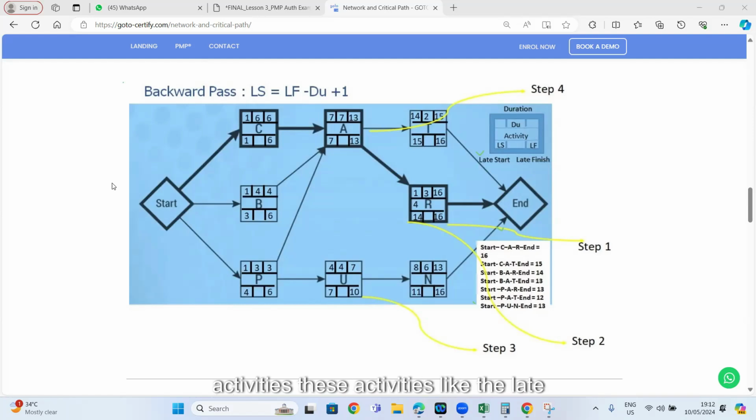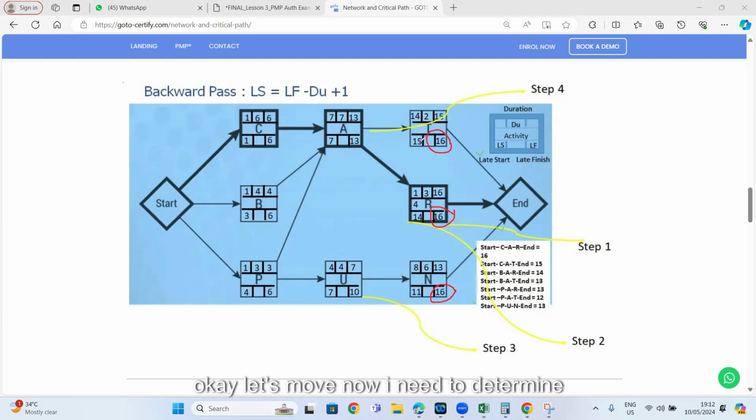Which activities? These activities. Like the late finish of activity T is 16, the late finish of activity R is 15, the late finish of activity N is 16. It is similar to when we entered the one in the forward pass. We entered, okay, we will start the activity at the start of day one. Similarly, when we are coming backward, we are entering the date of the project as the late finish date for these. All good so far?